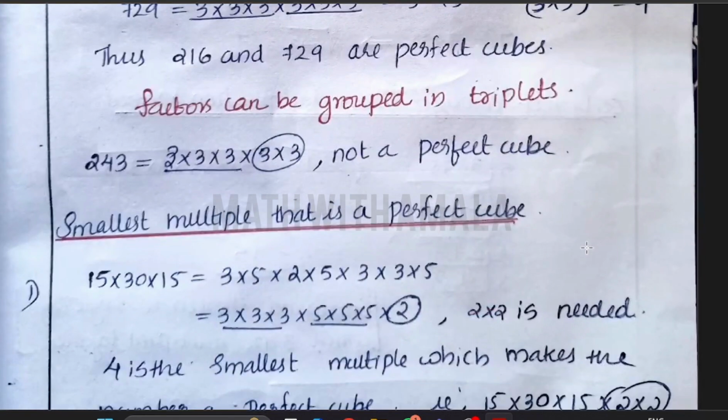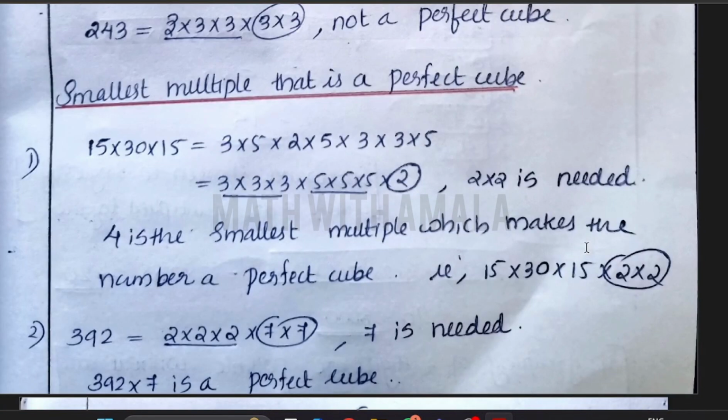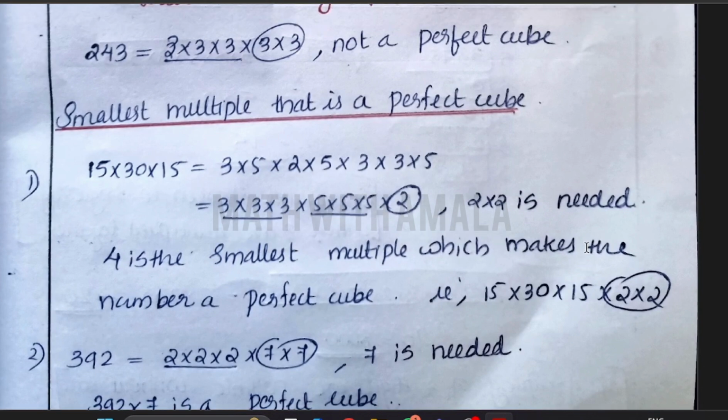Let's take 243. Here 3 into 3 into 3 into 3 into 3, you have only 5 3's multiplied. So 2 3's are not grouped. Only one triplet is obtained, so it is not a perfect cube.